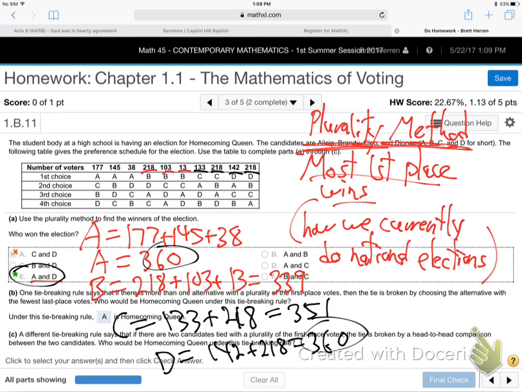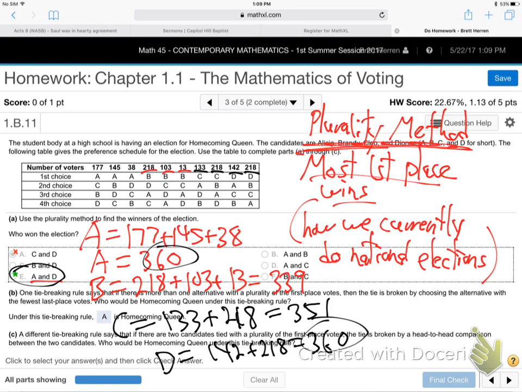Okay. Now coming down. Now what do you do when they tie? They tied. Well, you got to have a tie-breaking rule. One tie-breaking rule says that if there is more than one alternative with the plurality of first place votes, that's our case. If they're tied, then the tie is broken by choosing the alternative with the fewest last place. Right, so if A and D tied with the most first place votes, which they did, how do you break the tie? Well, there's lots of ways. One way is to say, well, who had the fewest last place?